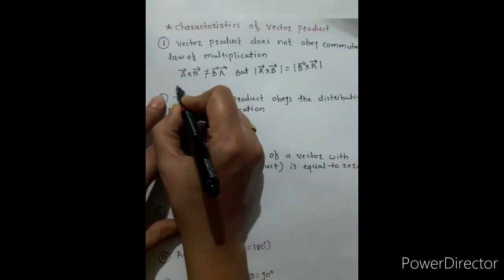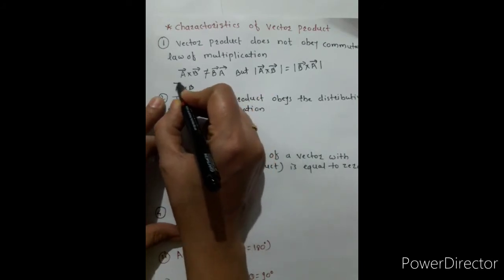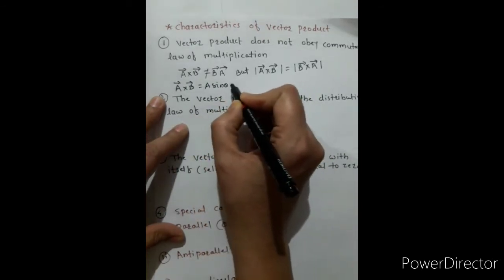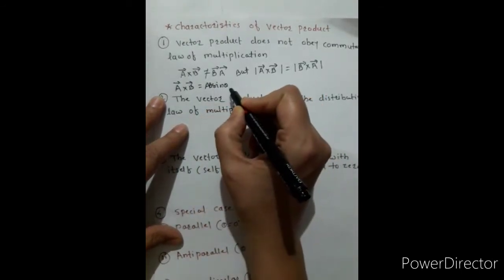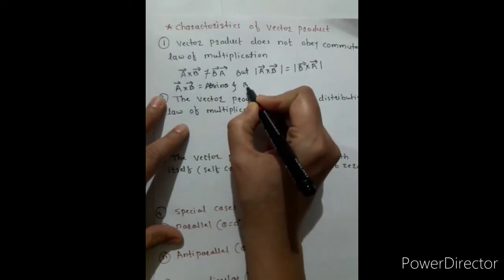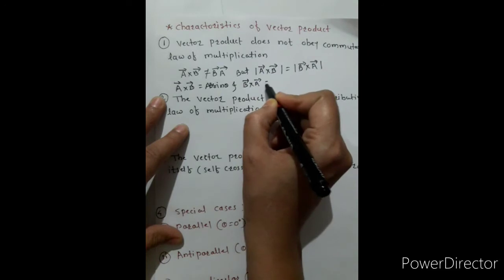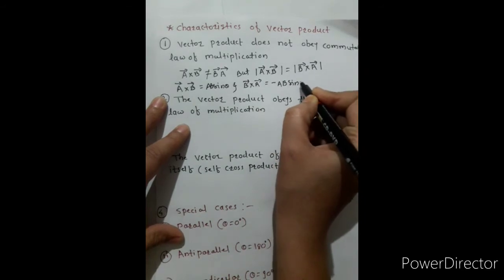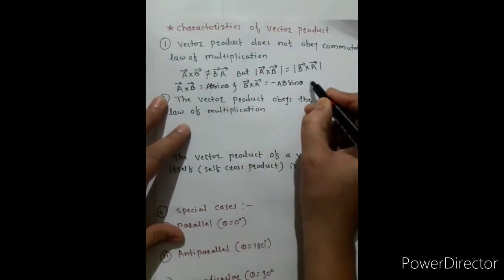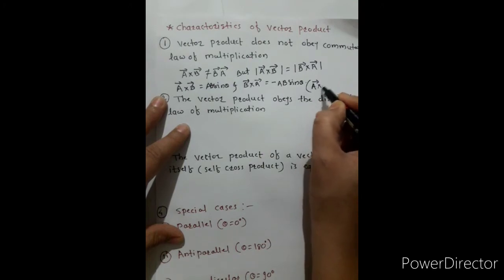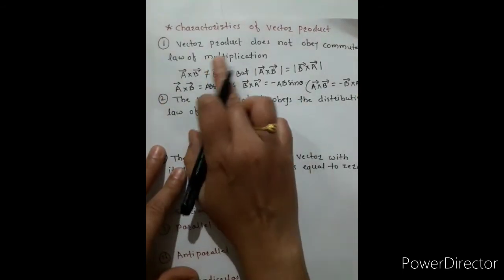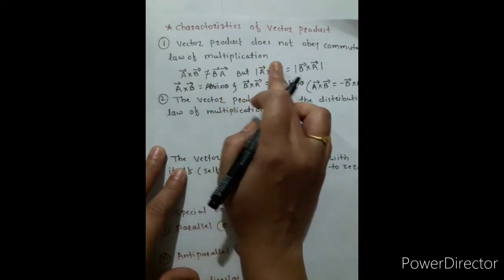Suppose A cross B is equal to AB sine theta, and B cross A is equal to minus AB sine theta. Means A cross B is equal to minus B cross A. So the vector product does not obey the commutative law of multiplication.